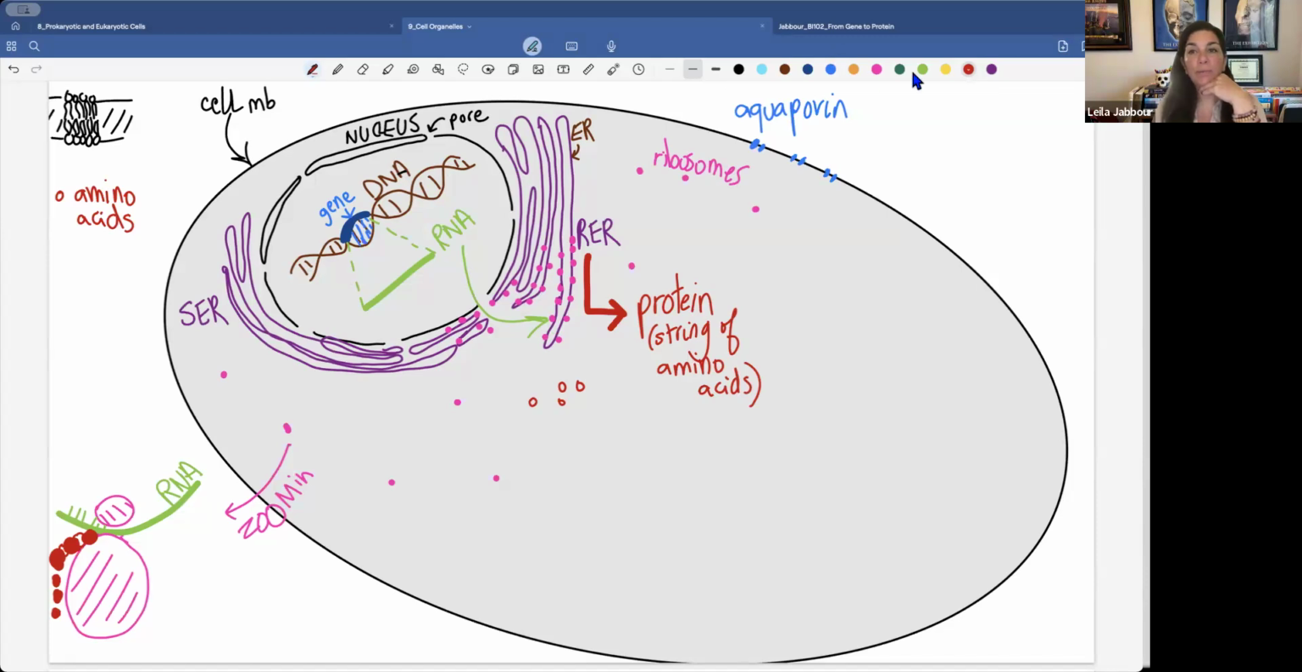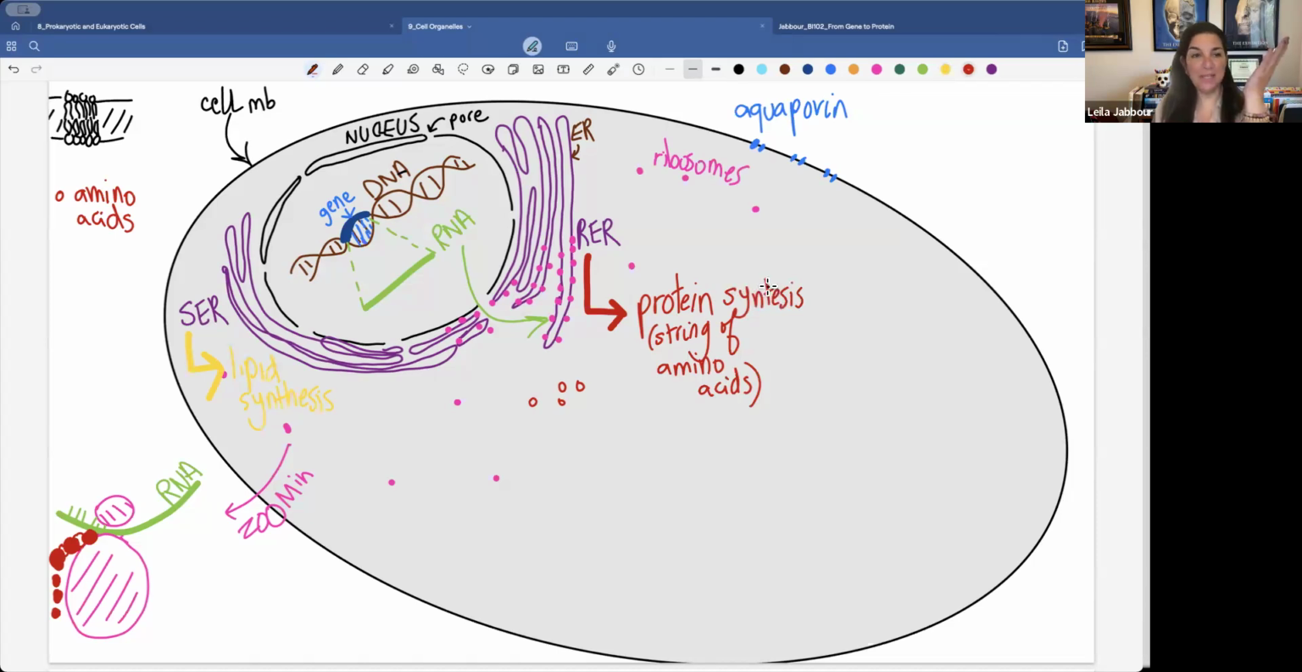to the smooth ER. So in the smooth ER, we have, let's do lipids in yellow. Smooth ER is the site of lipid synthesis. So this is lipid synthesis. And rough ER was protein synthesis.